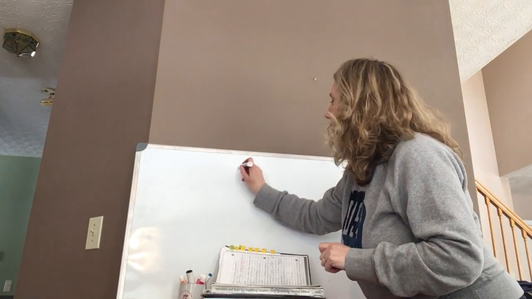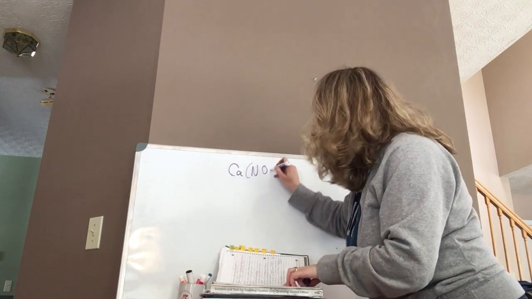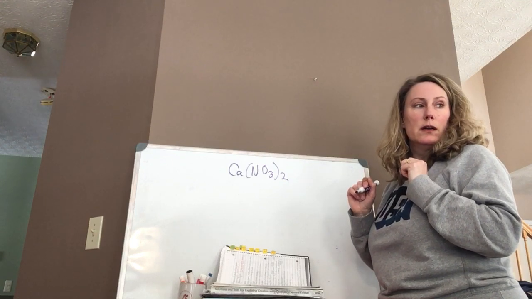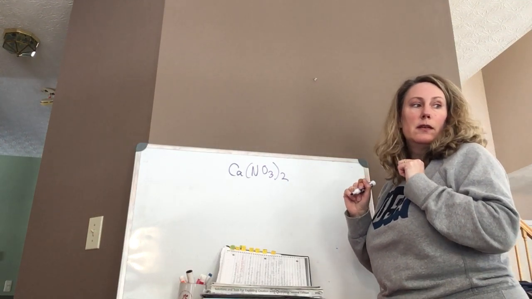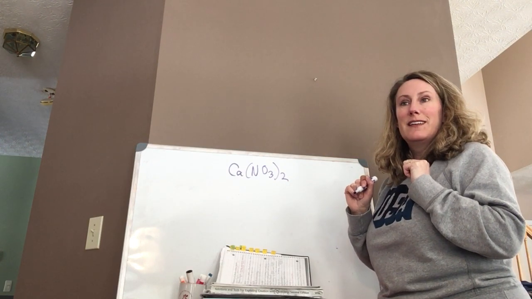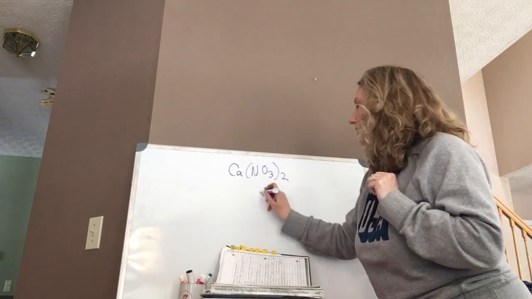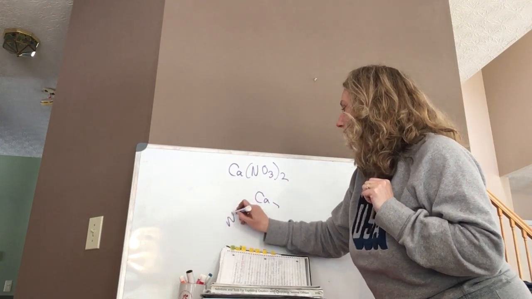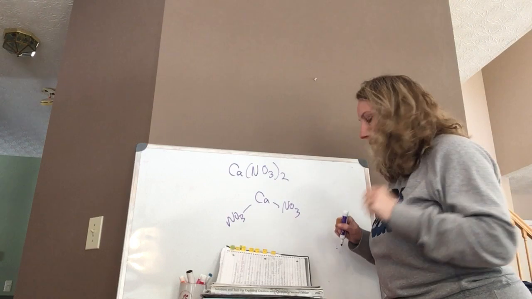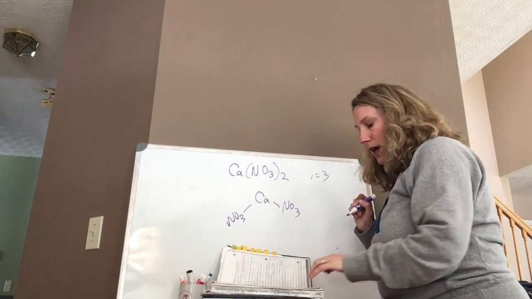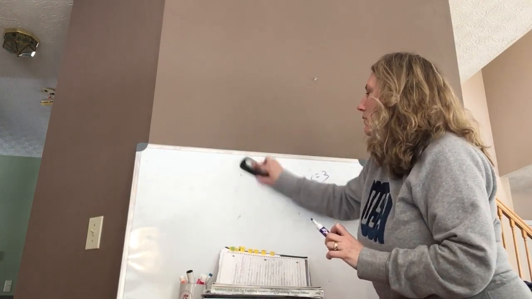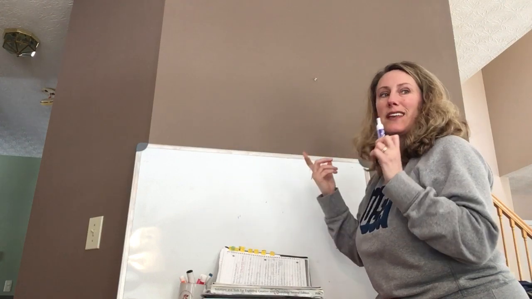Okay, so if you have Ca(NO3)2, what's your i going to be? Guess. 3. Is he right? You're going to have a calcium and 2 nitrate groups. Is he right? Yes, he is. High five. So your i is going to be 3. Anything in a parenthesis stays together.